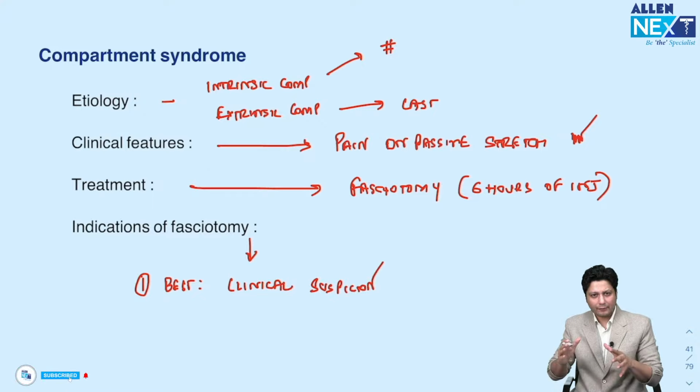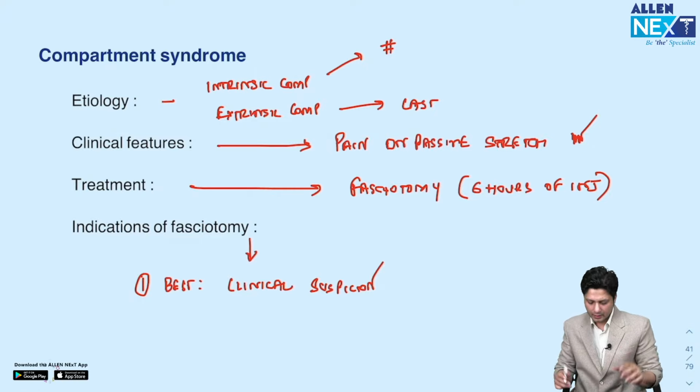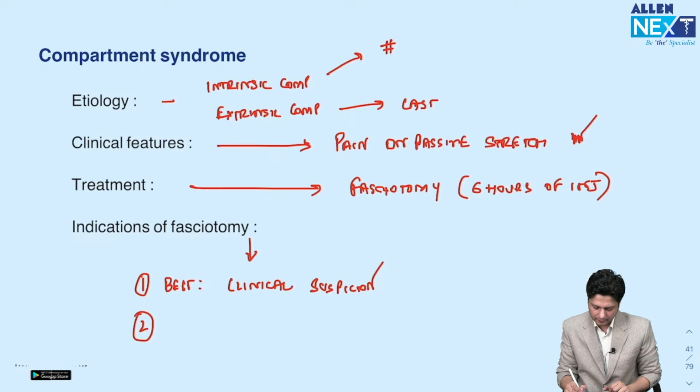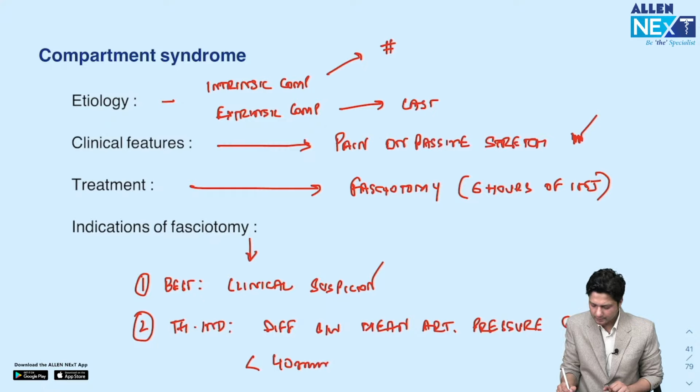All right, that means there has to be a clinical suspicion that you have to perform a fasciotomy. Second is a theoretical indication, and that theoretical indication is that if the difference between mean arterial pressure and compartment pressure is less than 40 millimeters of Hg.